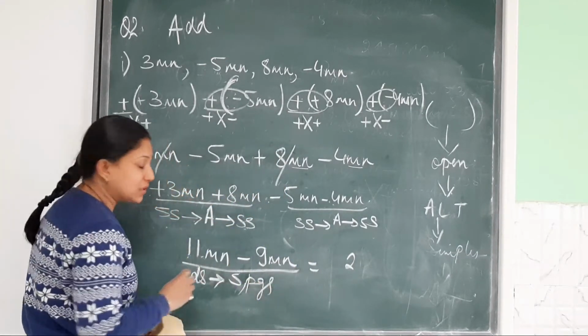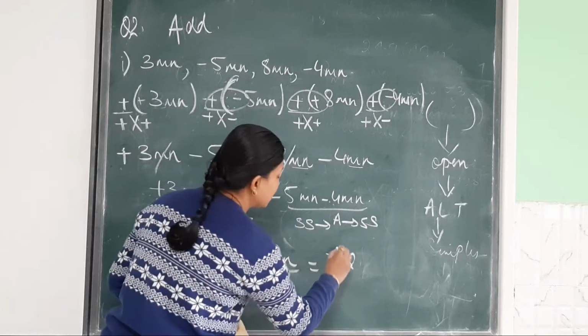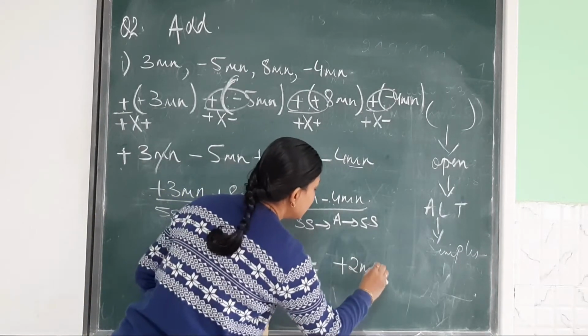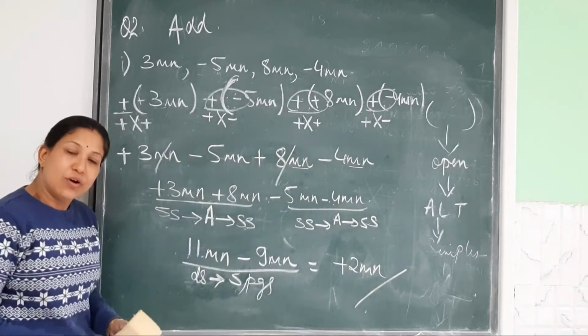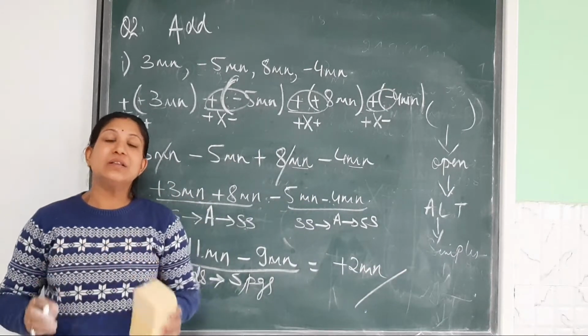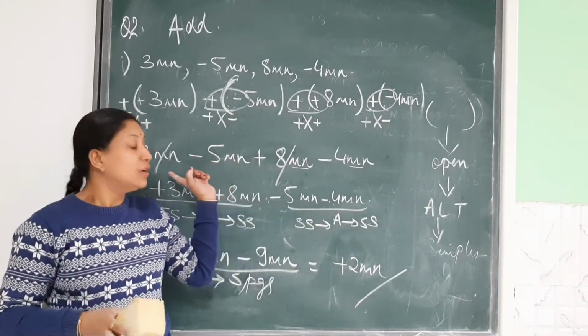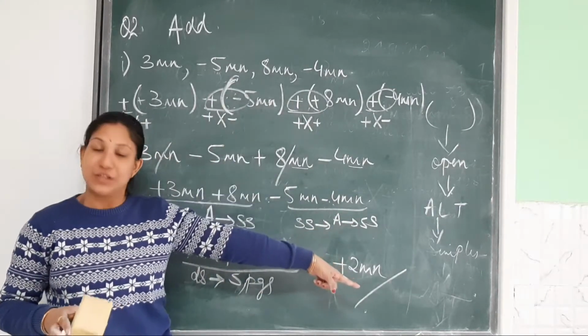Put the greater number's sign. The greater number is plus, so your answer will be plus 2mn. It's so easy. We have done nothing except apply the steps. These steps are going to give you the way to the solution.